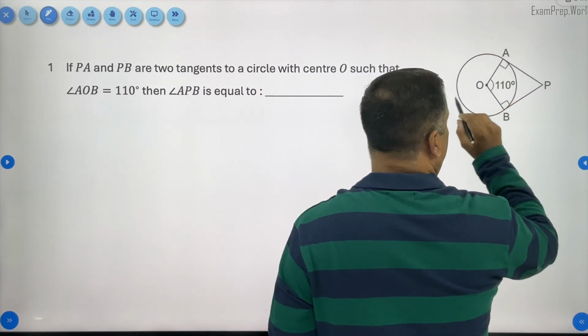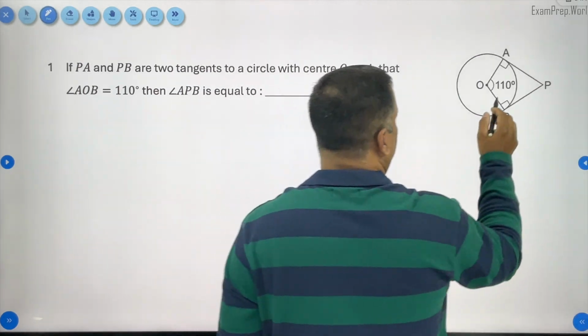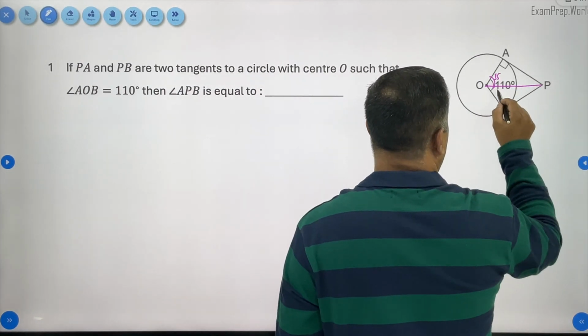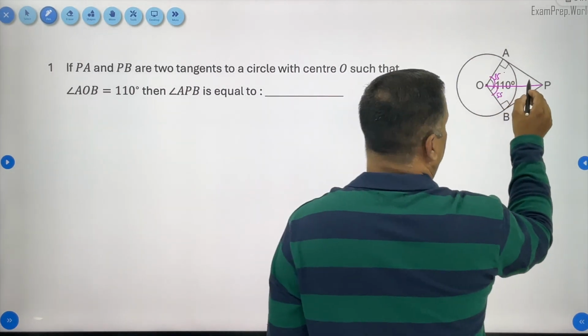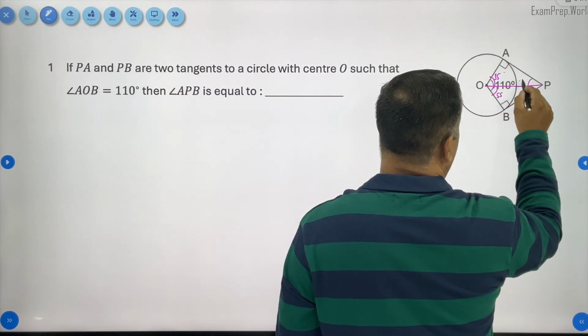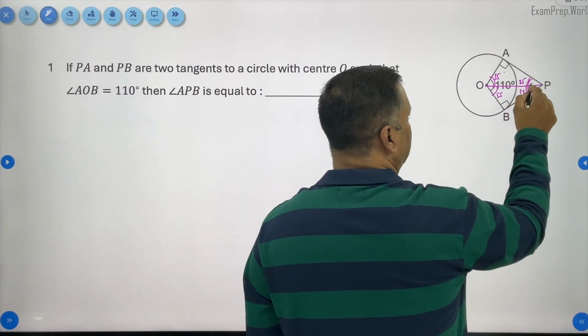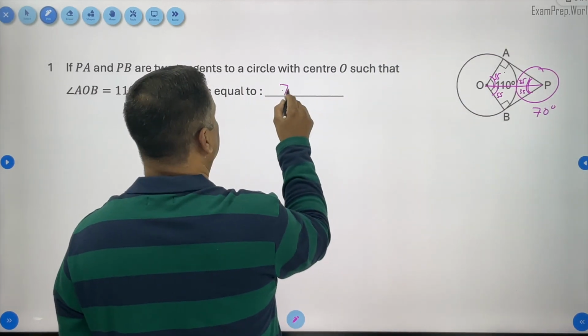So the traditional process of doing this is to draw a line here. So this is 55. This is also 55. These two triangles are congruent. Now if this is 55, this has to be 35. This is also 35. 35, 35, 70. So this angle is how much? 70 degrees.